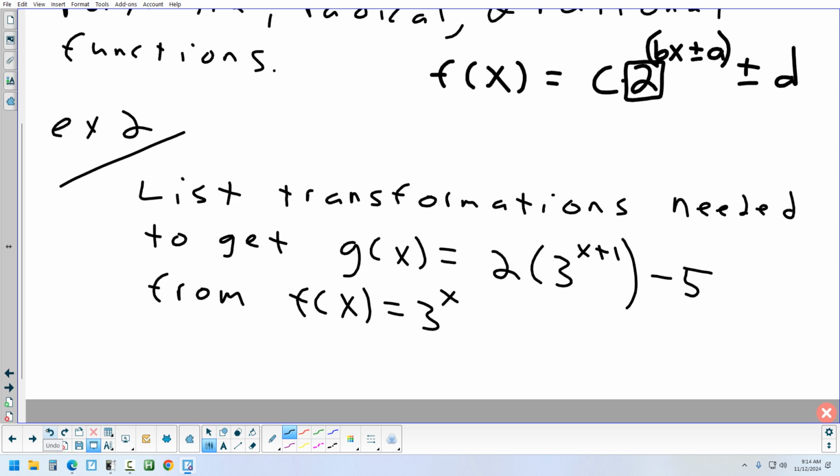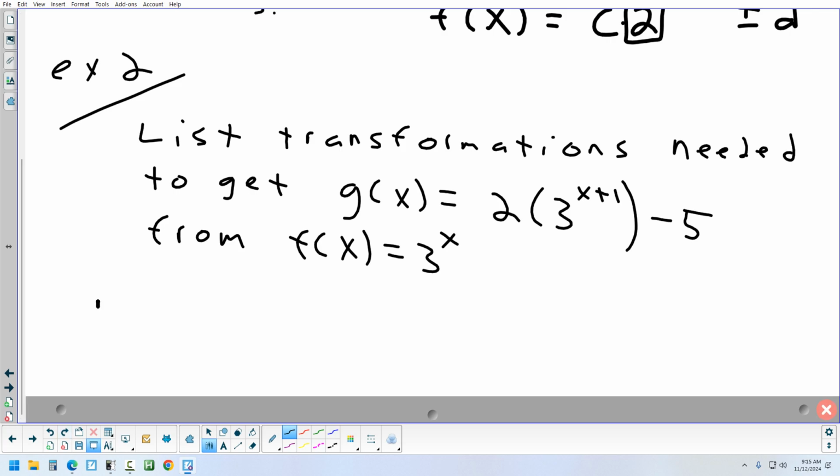Notice the base is the same, because when you're doing transformations, you've got to compare something with the same base. All right. So first thing, can anybody tell me how many transformations it would take to turn f of x into g of x? Just how many? Yep. There are 3 transformations. So let's list them.